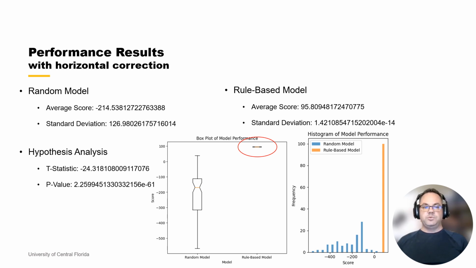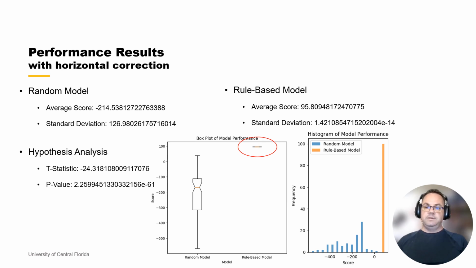Next, we'll look at another set of performance results, but this time we have horizontal correction added as an additional rule to the rule-based model. In this overview of the metrics, let's look at the key performance metrics. The random Monte Carlo model achieved an average score of negative 214, which is nearly the same as the previous score of negative 218, with a standard deviation of 126, which is also nearly the same as the previous standard deviation for the random model. In contrast, the modified rule-based model, which includes the horizontal correction, achieved an impressive positive average score of 95, with a nearly non-existent standard deviation of 1.42 times 10 to the negative 14.